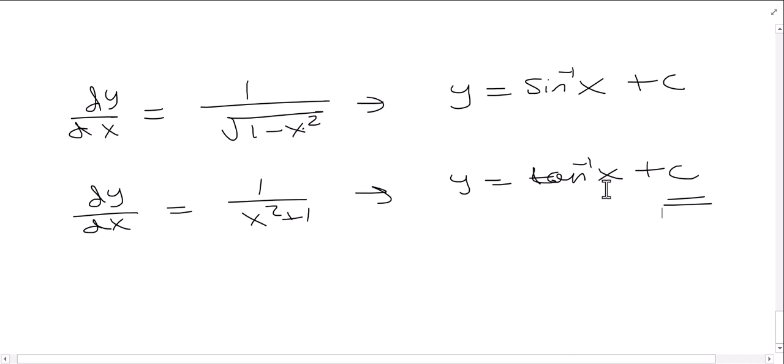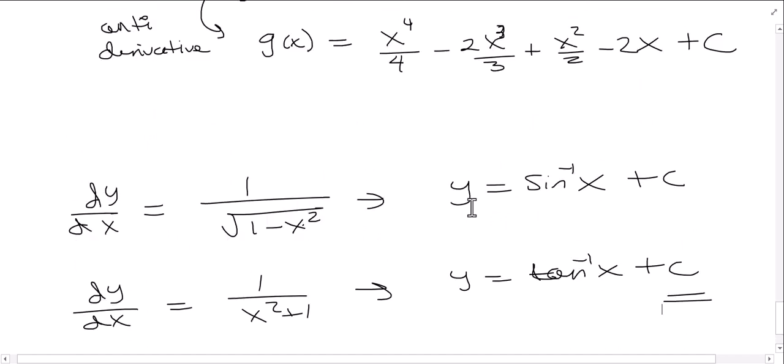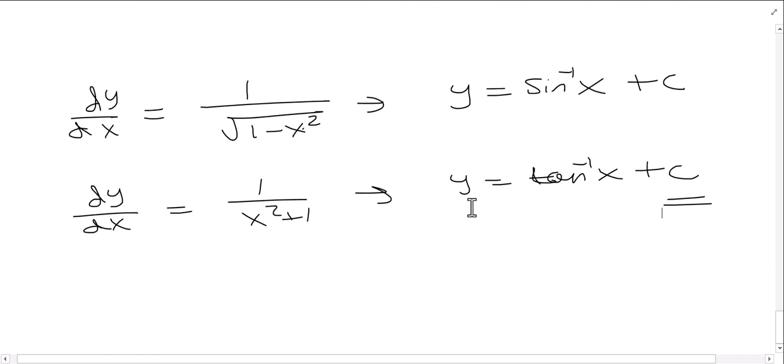All right, I'll end there for part 1, and then in the next videos we're going to go over antiderivatives using higher order derivatives. Like if you're given the second derivative, how do you get back to the original function? If you're given the third derivative, how do you get back to the original function? And then if you're given what's called an initial condition.